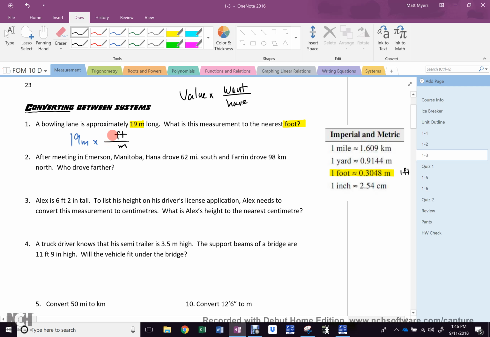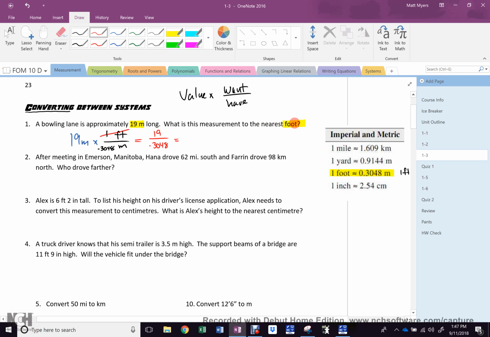With the feet or with the meters? The feet. And where does the 0.3048 go? Now, what do I do with the 1? I take it out because it's useless. And is this a multiply or divide situation? Divide. And I just punch that into my calculator exactly as I see it. 19 divided by 0.3048. And then you give me an answer.